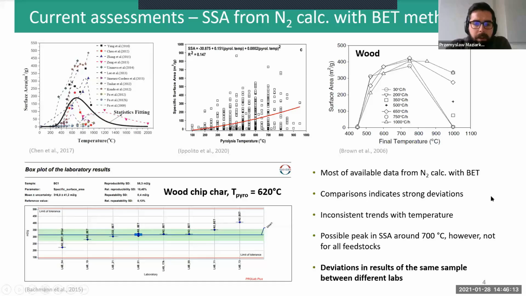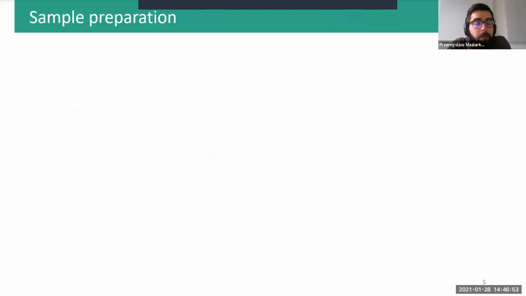There was also a very interesting study which measured the same biochar in 8 different laboratories, and as we can see here, the results were very different. The deviation among those results was very strong. Looking at those data, at the summaries available in the literature, we cannot really say how exactly we should produce the biochar in order to obtain a specific surface area with the wanted quantity. So due to that, we decided to conduct research on that matter.